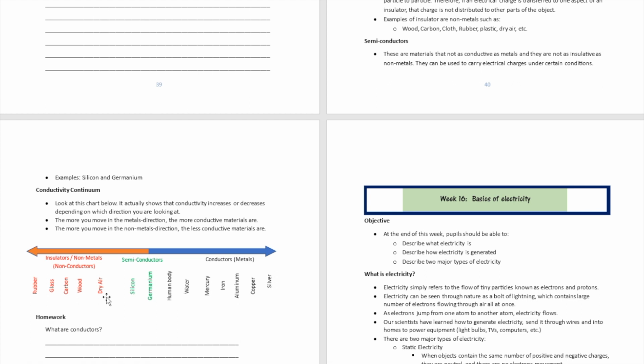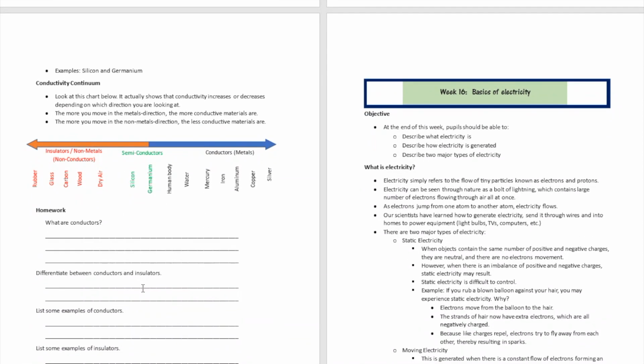Then in the non-metals, or the non-conductive category, the most non-conductive, or insulative, is going to be rubber. Rubber is the most insulative in this category. The least insulative is going to be dry air. And then wood is going to be more insulative than dry air, and you can see this chart to remember what I just talked about.